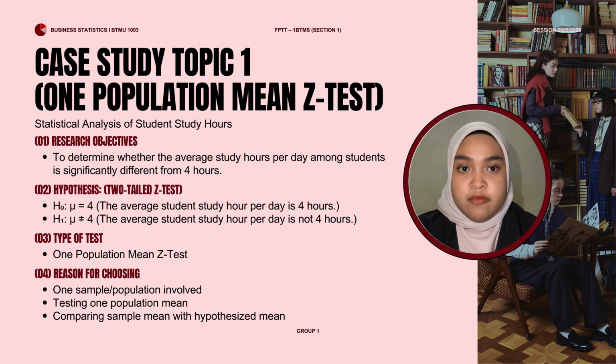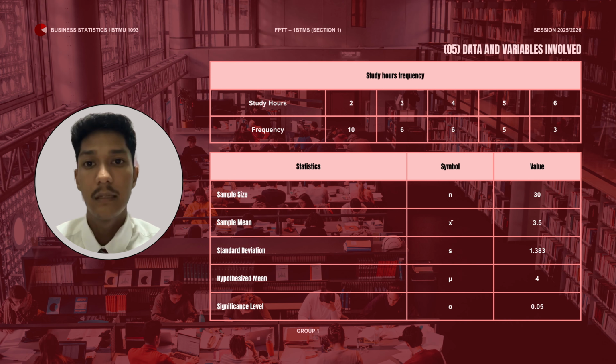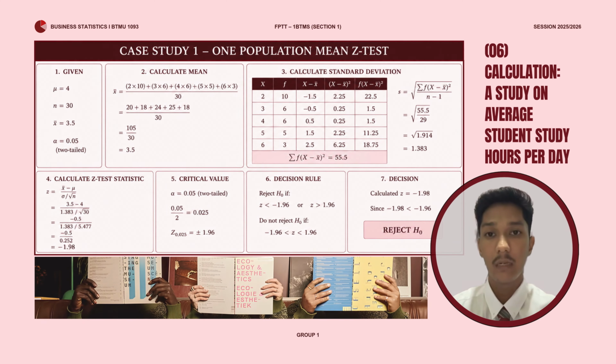As for the type of test, we choose one population mean Z test to analyze the data. The reason we choose this kind of test is because there's only one sample involved. The study tests a single mean, and the sample mean is compared with the hypothesized mean of 4 hours. The sample size for this study is 30 students. Based on the case study that we conducted, these are the data that we collected. I'll be explaining about one population.